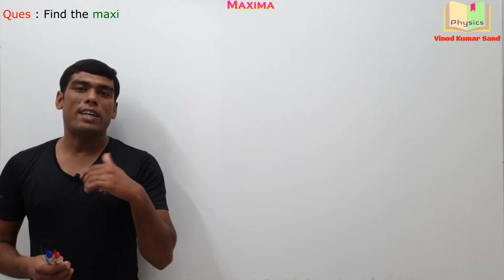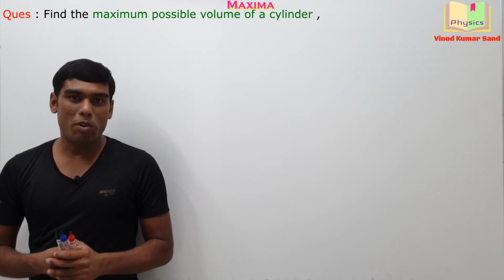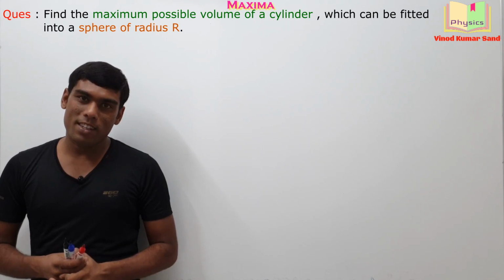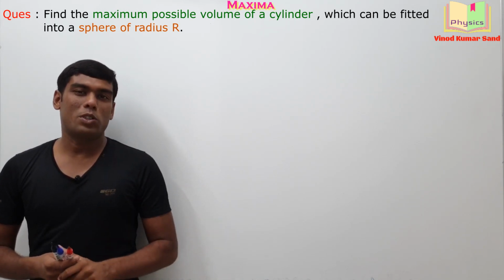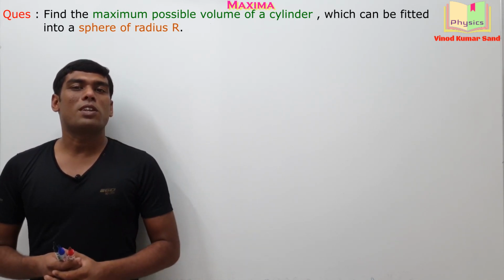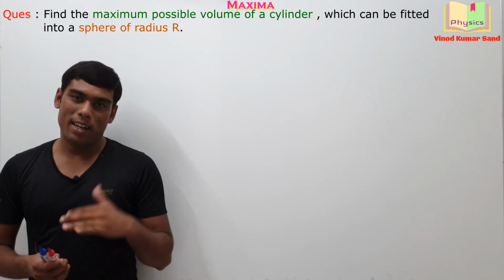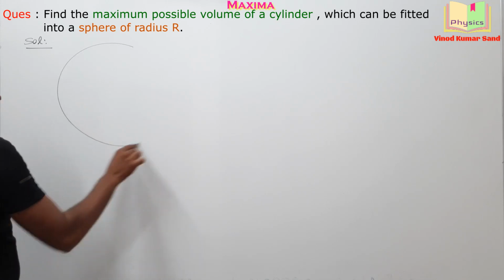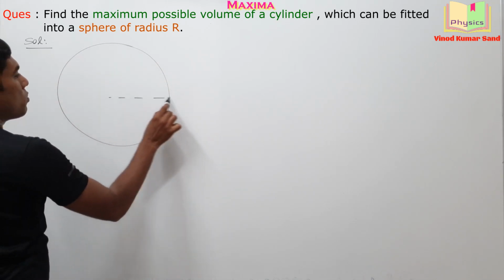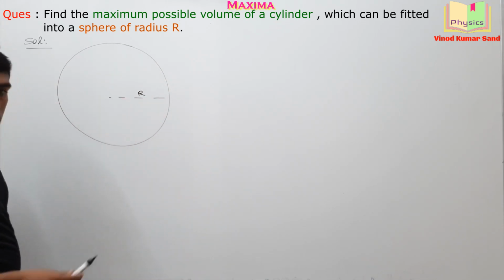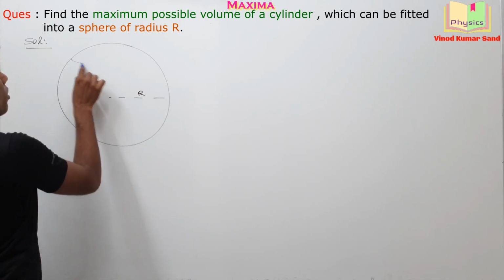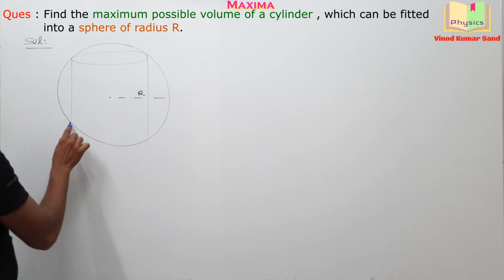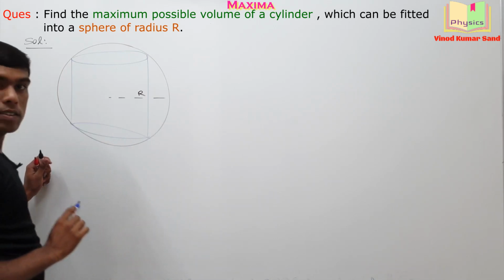You need to find the maximum possible volume of a cylinder which can be fitted into a sphere of radius R. It's a brilliant question. You can pause the video here and give it a try, and I'm solving it on the board. Suppose we have a sphere and the radius of the sphere we consider as R. In this sphere we want to fit a cylinder of maximum possible volume. So let's imagine a cylinder like this.